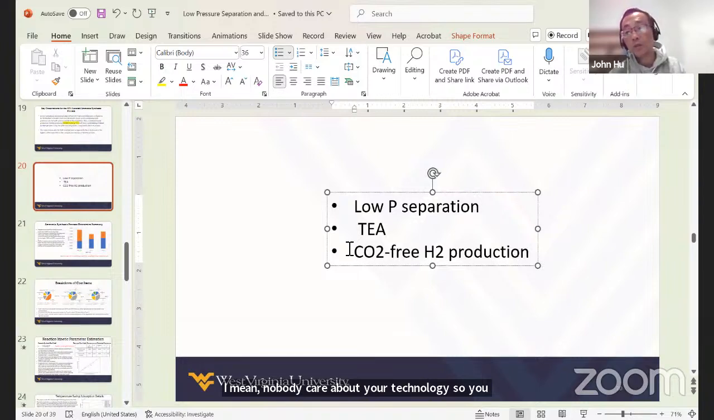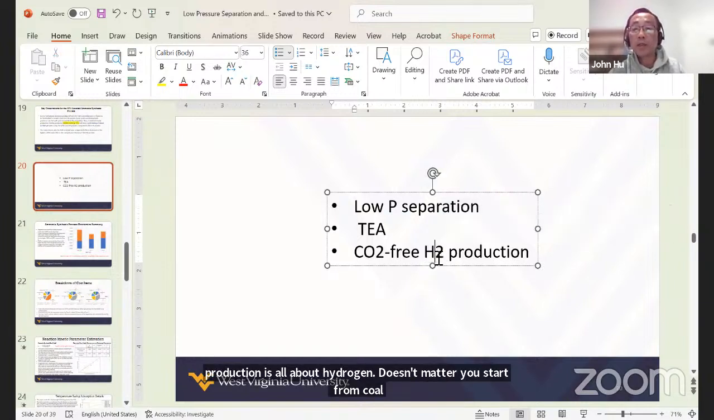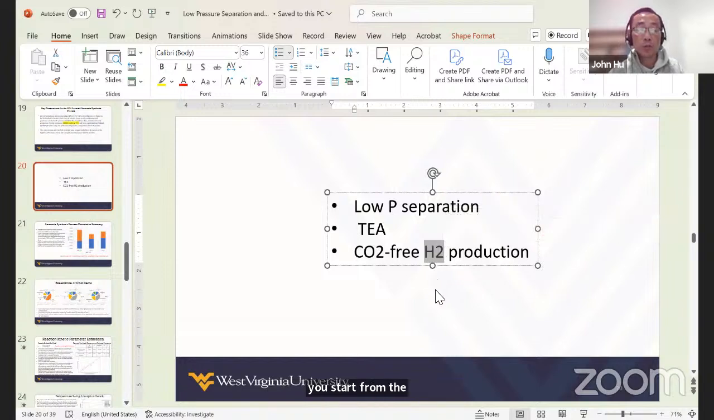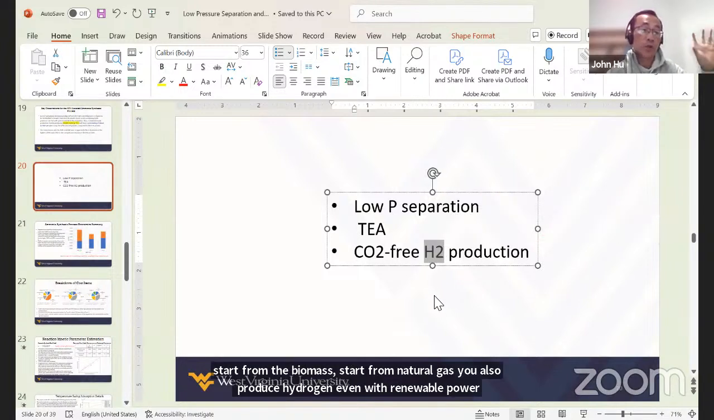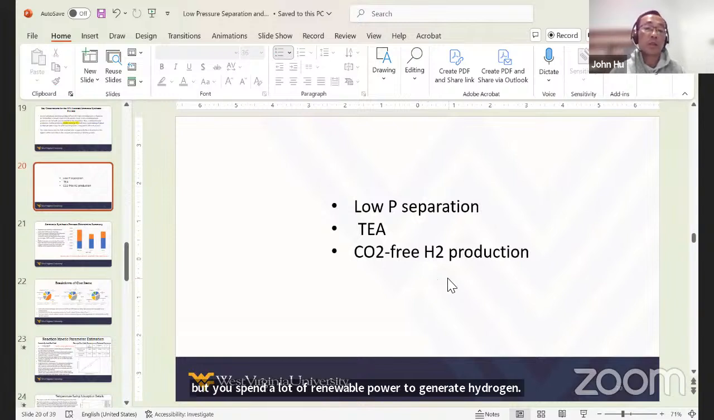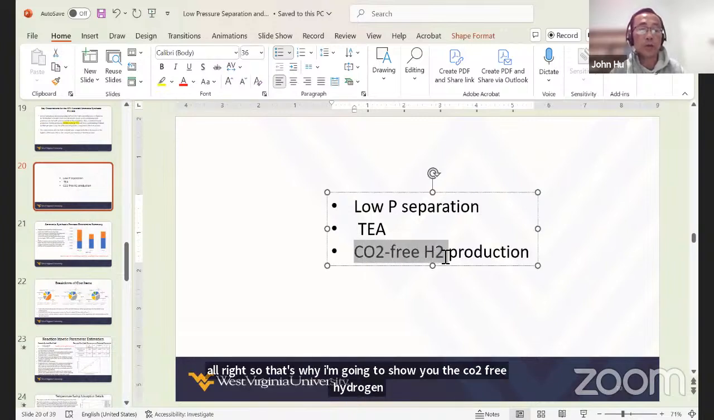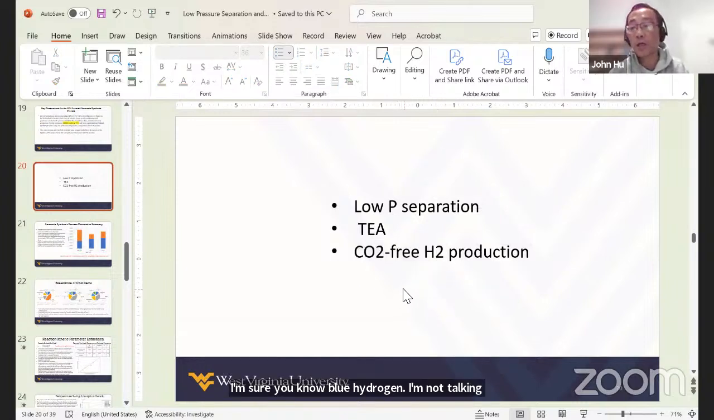So for the next 2 sessions today, we are going to talk about CO2-free hydrogen production. Remember, ammonia production is all about hydrogen. Doesn't matter whether you start from coal, biomass, or natural gas, you have to produce hydrogen. Even with renewable power, you have to do electrolysis. You feed in water, but you will spend a lot of renewable power to generate hydrogen. When you say green ammonia or green hydrogen, you do not want CO2 produced. That's why I'm going to show you CO2-free hydrogen. I'm sure you know blue hydrogen, but I'm not talking about blue hydrogen. I'm going to talk about different colors of hydrogen.